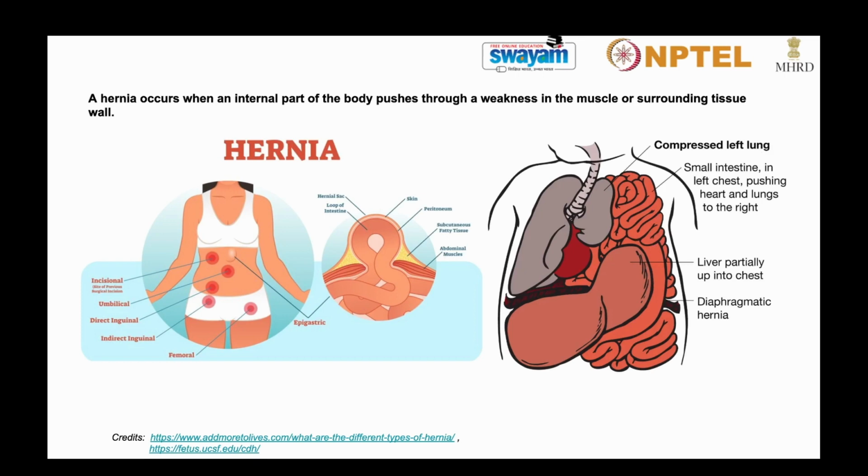Whenever there is weakness in the muscles, certain parts protrude to some other region. They are pushed towards that site and cause some kind of a lump, or you can say projection. So that is hernia. Hernia is defined as abnormal contents passing through a normal opening.